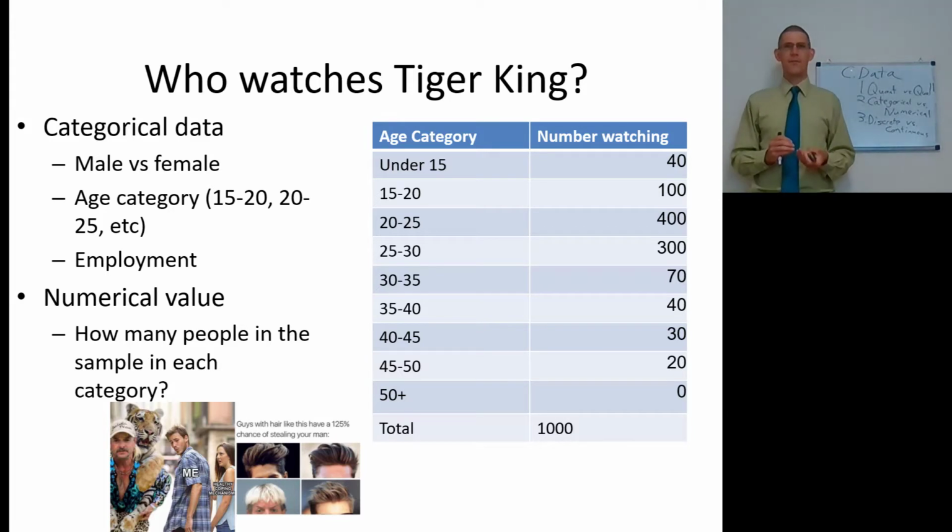We've got here an example of categorical data. It could be, is it more males or more females? If you wanted to put people in those discrete categories of male or female, it becomes categories.